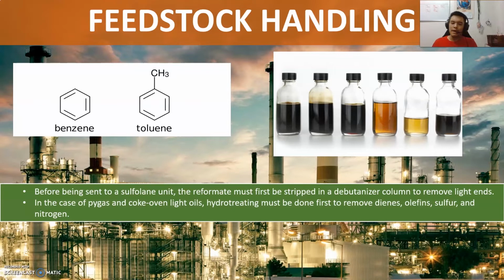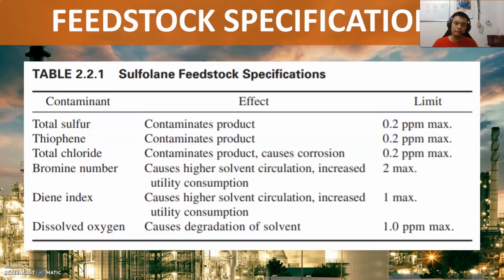In the case of a pygas and coke oven light oils feed, hydrotreating must be done first to remove dienes, olefins, sulfur, and nitrogen. The different specifications of feedstock are summarized in Table 2.2.1 in Meyers' Handbook of Petrochemical Industries, where the total sulfur contaminant contaminates the product and is limited to 0.2 parts per million maximum. Same with thiophene and total chloride.